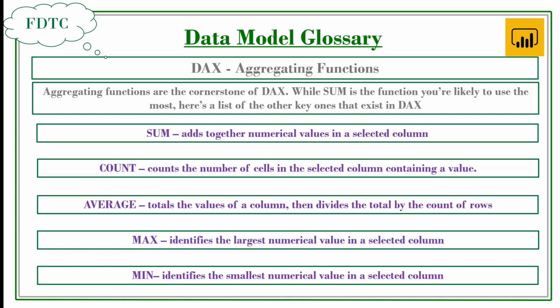After that, we've got max, which identifies the largest numerical value in a selected column. Finally, the min, which identifies the smallest numerical value in a selected column.